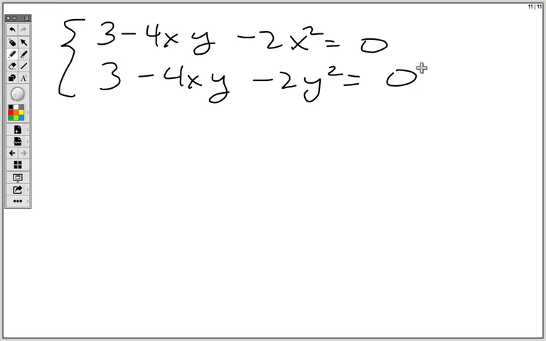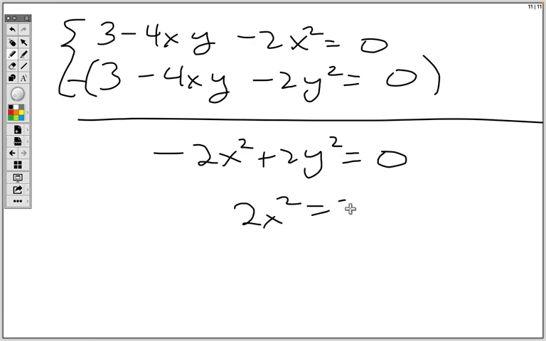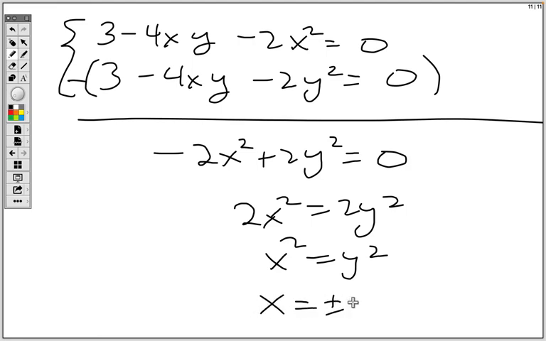In this particular case, you can do sort of a partial elimination. If you subtract these equations, you get 3 minus 3, which is 0. You can get the xy terms to drop out. And then you get 2x squared plus 2y squared is 0. So 2x squared equals 2y squared. So x squared is y squared. So x would be plus or minus y.